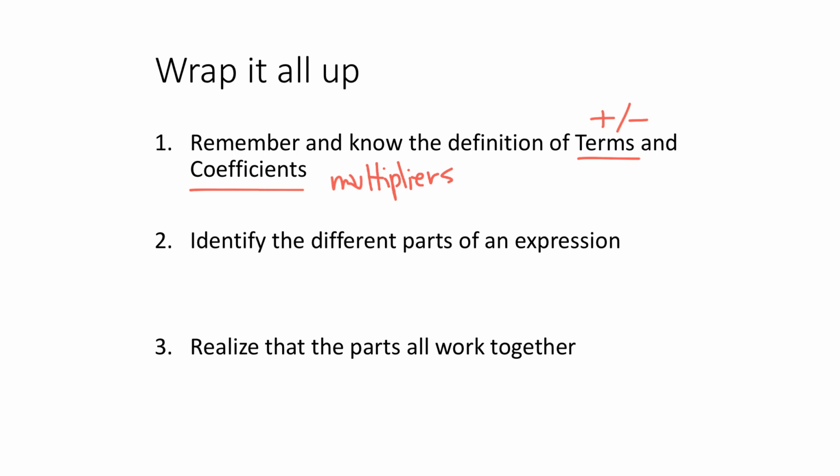We're identifying the different parts of an expression, which again are terms and coefficients. Those are the two most important parts of an expression, because they go together. And then just realizing that all of this stuff works together to formulate a final process so that we can understand a little bit more about what these numbers represent and how they are represented in the first place.